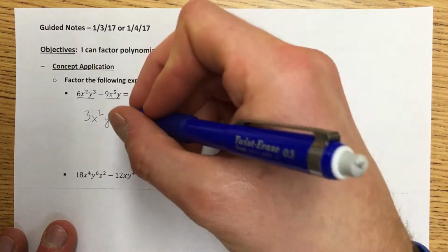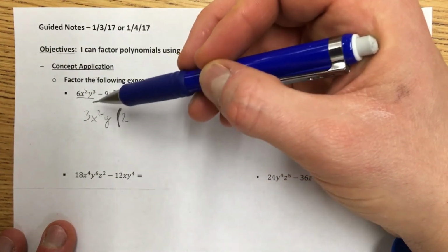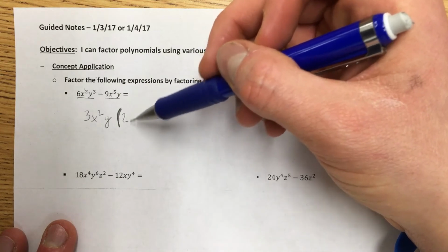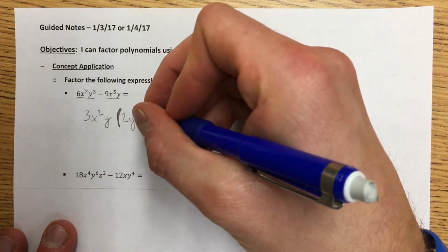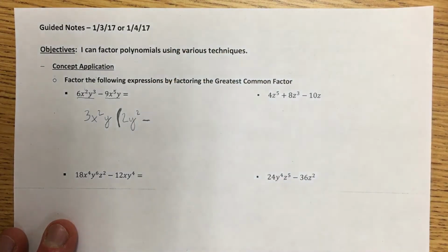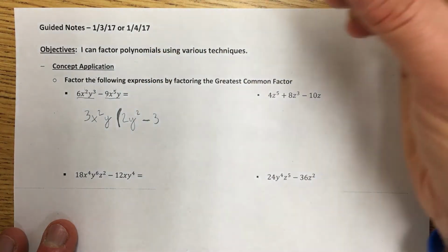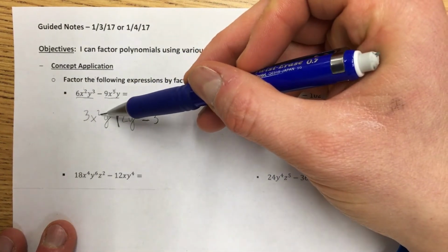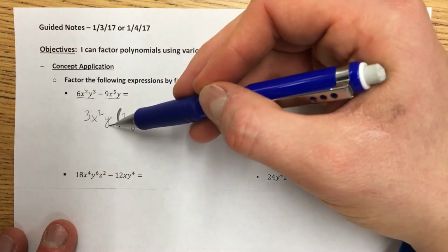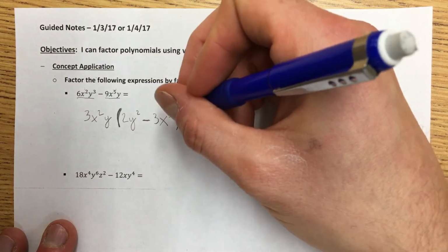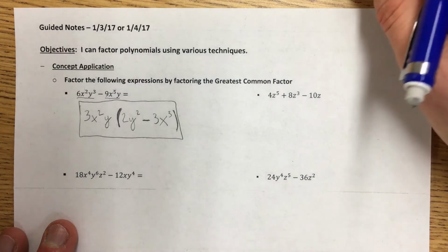So 6 divided by 3, that's going to give us 2. We had x squared, but we took out x squared, so we don't have any x's left in this term. Here we had y cubed, and we factor out a y, so we'd be left with y squared, minus 9, but we factored out a 3, so that'd be 3. We had x to the 5th. We factored out x squared. And we had a y, but we factored that y out. So this is what our expression would become in factored form.